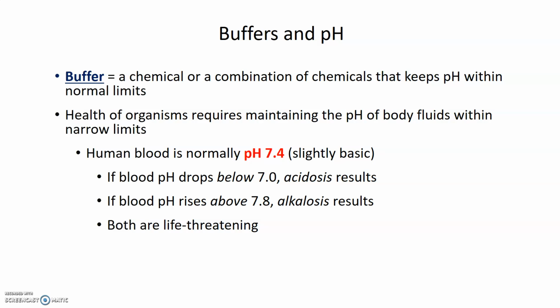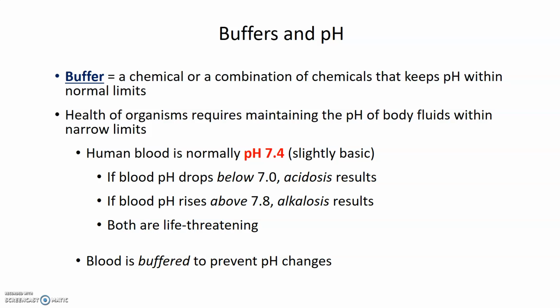Human blood normally has a pH of 7.4, which means it's slightly basic. It's a little bit higher than that neutral point of 7. If blood pH drops below 7, so just a 0.4 change down in the pH scale, a condition named acidosis will result. And the same is true if it rises just 0.4 to 7.8. You'll undergo this state called alkalosis. Both acidosis and alkalosis of your blood are life-threatening. And so human blood has to retain this perfect pH balance at 7.4.